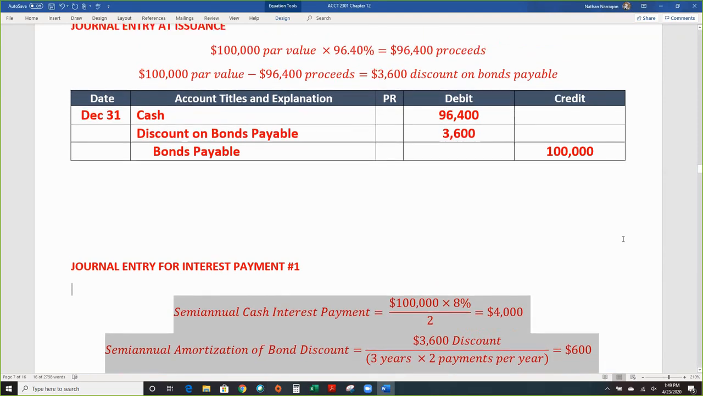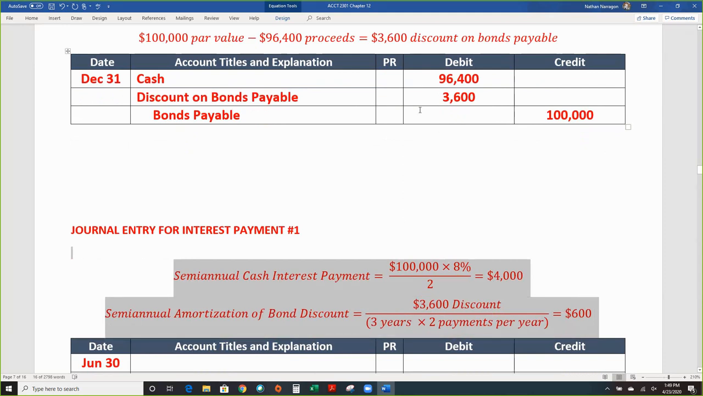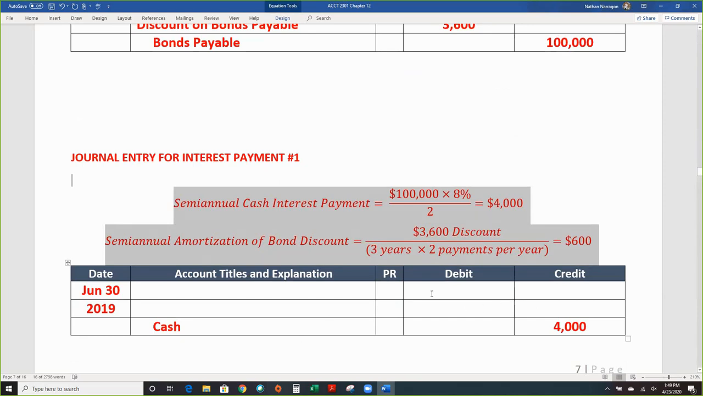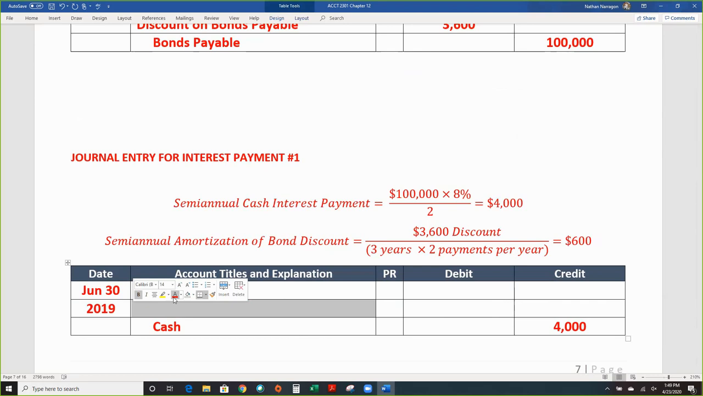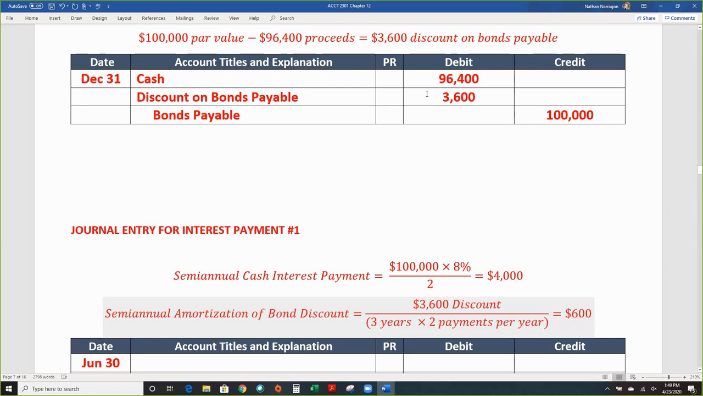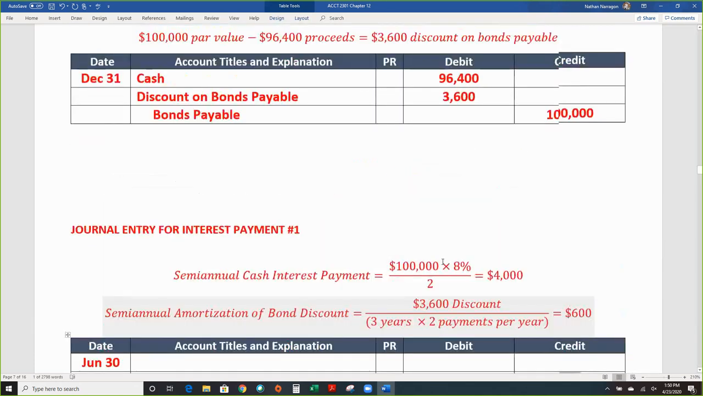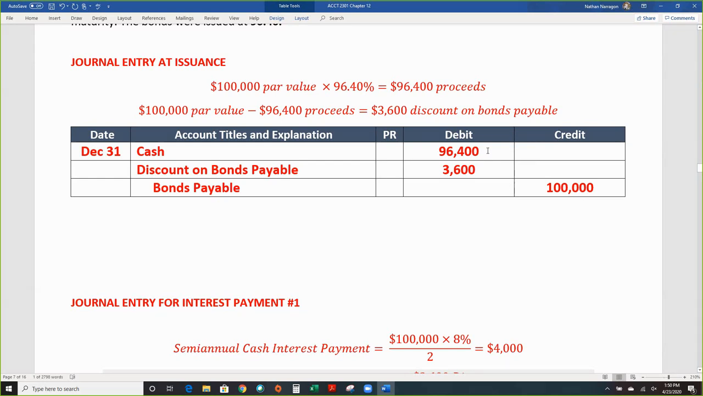Alright, now, our goal is to make discount on bonds payable equal to 0. So if it's already a debit, how am I going to put the 600 to start reducing this? Where is that going to go in this journal entry? Will it be a debit or credit? Yeah, it's going to be a credit because it's already a debit. I want to make it down to 0. So, for discount on bonds payable, since this is being amortized out, or basically being reduced slowly to 0, being allocated, we credit it on the interest payments. On the issuing, it's going to be a debit. So anytime we're trying to get rid of it and make it 0, it's a credit.